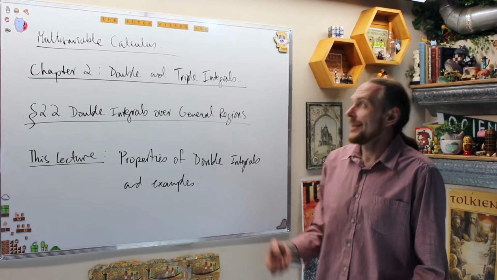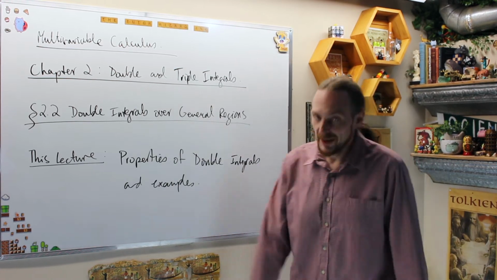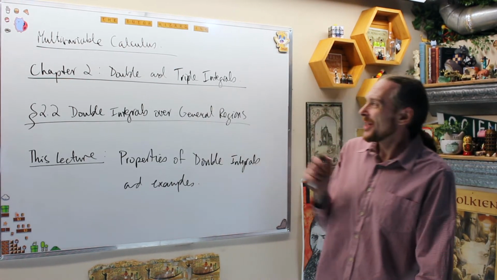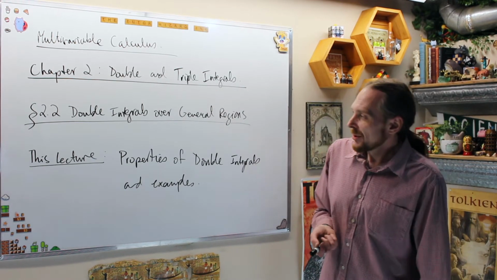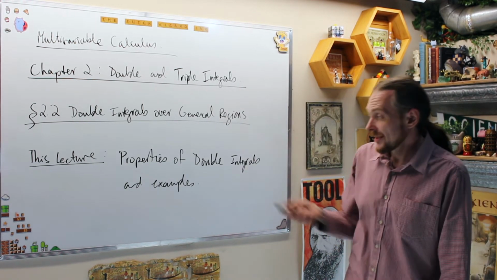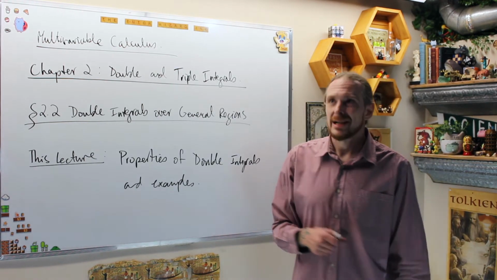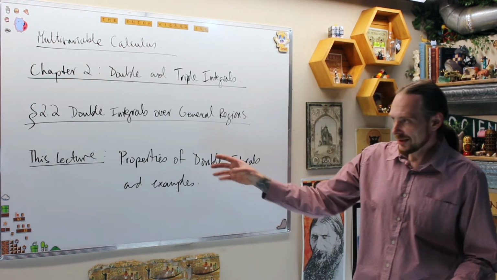What we're doing today is multivariable calculus. It's hard to say even, let alone compute. We're in chapter 2, double and triple integrals. Today we're doing double integrals over general regions, and specifically we're going to do some properties of double integrals and then a couple examples. I don't know, maybe one. We'll see how long I talk about the properties.